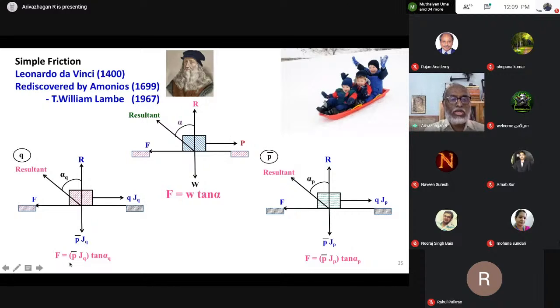The frictional force is equal to P dash JQ tan alpha Q. Here alpha Q and alpha P are the angles of internal friction. Here I'm going to introduce a new term called the secant friction angle. That is not a tangent friction angle, it's a secant friction angle. Alpha Q and alpha P.